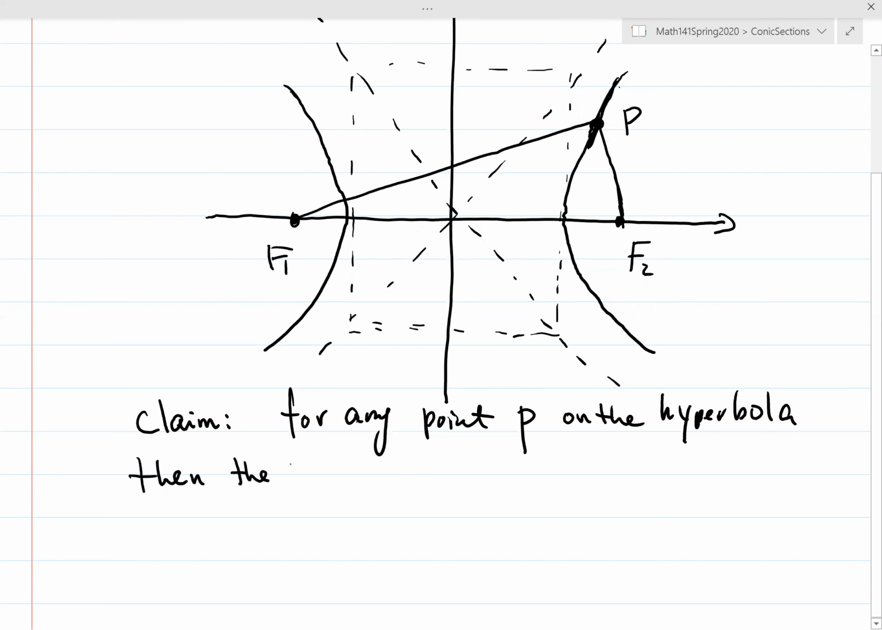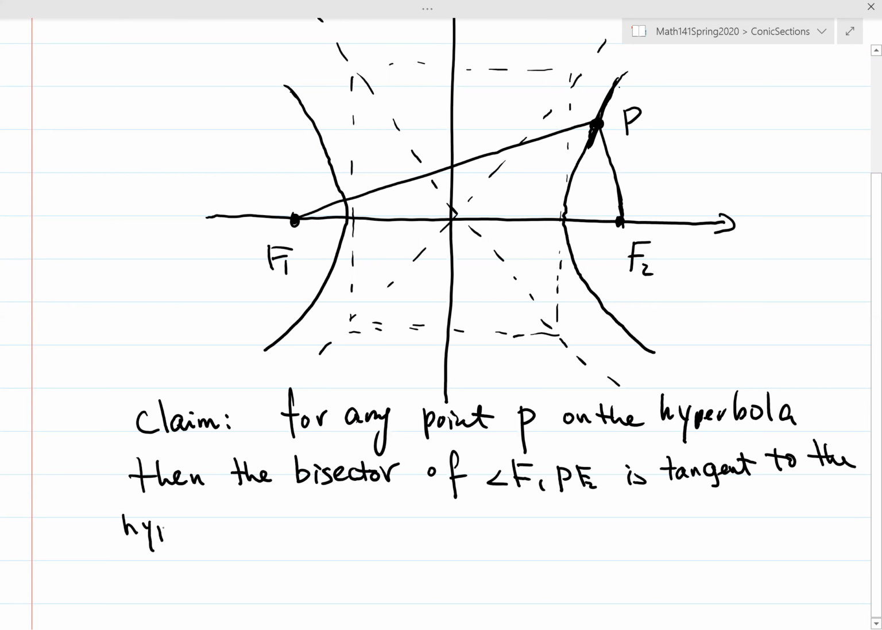Then the bisector of F1, P, F2 is tangent to the hyperbola at P. For instance, if you choose a special point, the vertex, if you choose the point P to be the point Q, then you see the bisector is exactly vertical. So this is a special case.